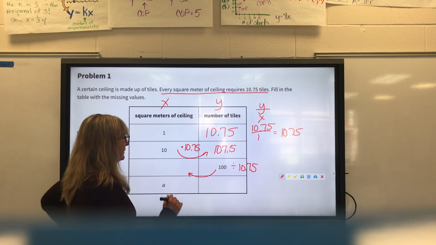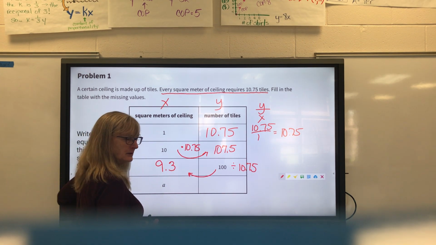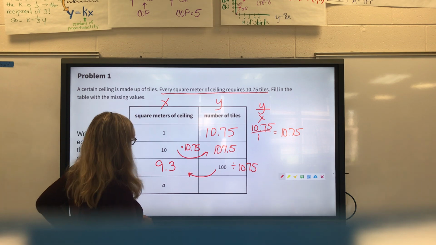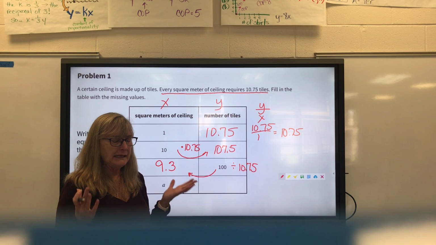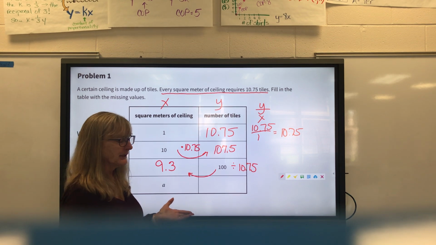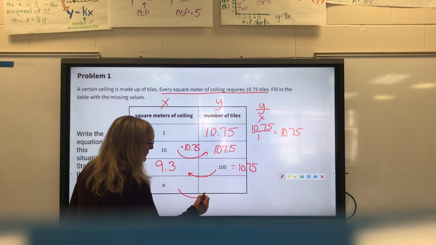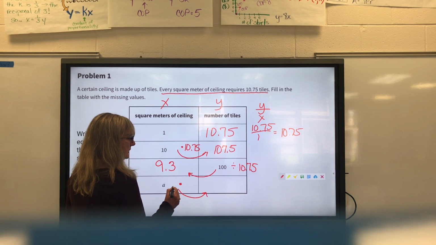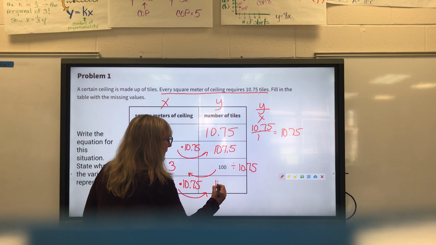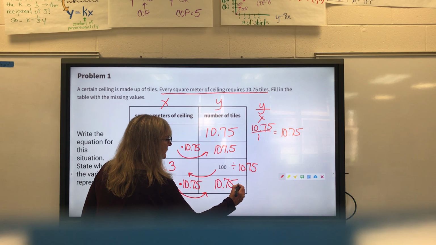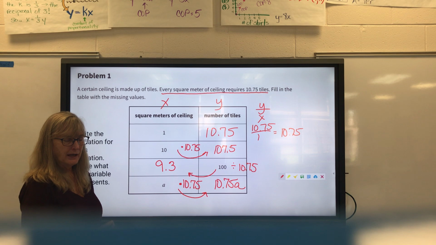9 to the 10th. 9.3 approximate. Okay, all right. Now, if we have A, any number, any area of ceiling, how are we going to figure out how many tiles we need? Well, when we go this way, what do we do? Multiply times 10.75. And then the way we write that is we put the constant in front of the variable. So it would be 10.75a.